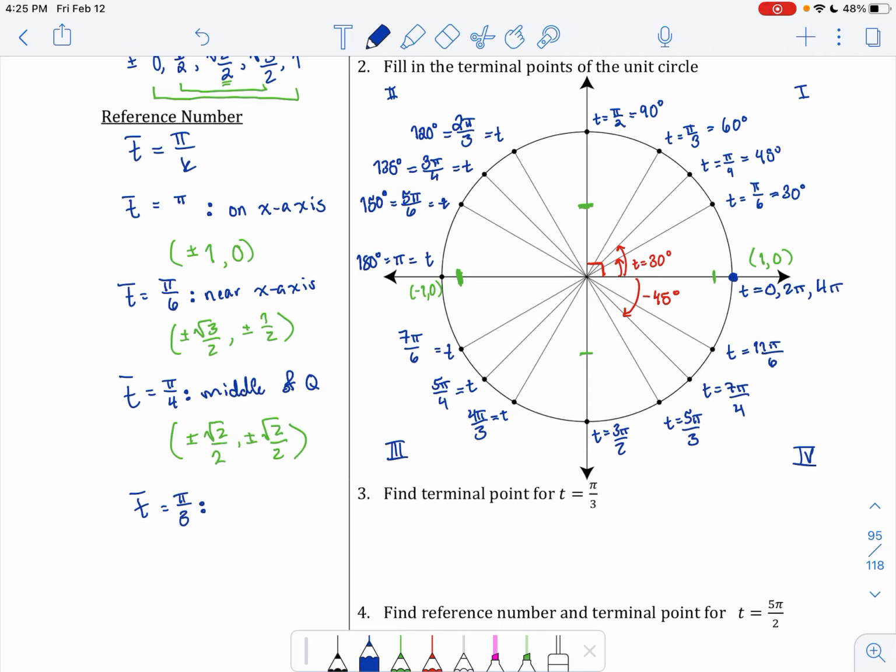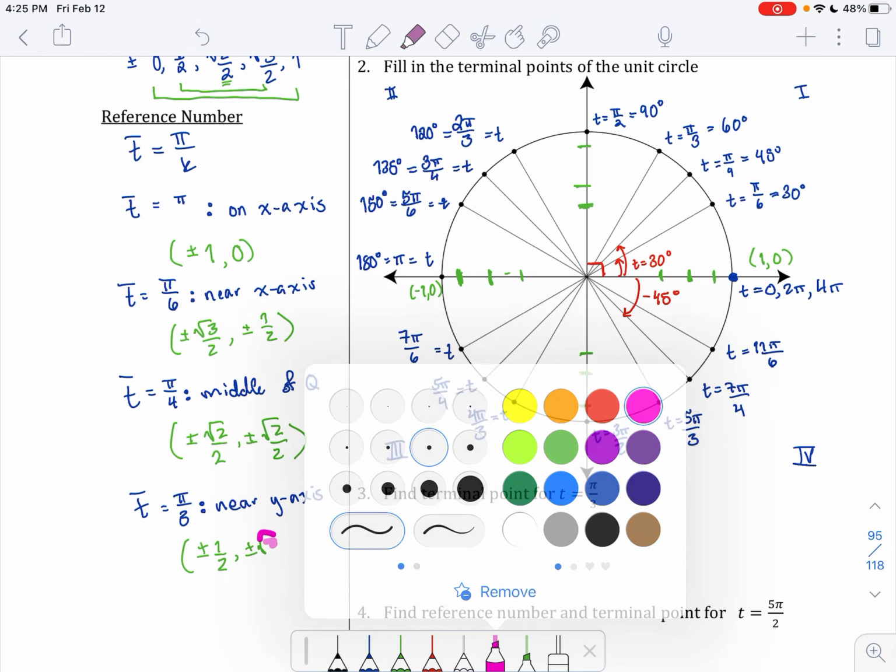Reference number pi over 3, that's going to be near the y-axis. So what that means in this case, if you've got your pi over 4, you've got your equal root 2 over 2. Near the y-axis, you've got your next set of values, which is plus or minus 1/2 for the x value, plus or minus root 3 over 2 for the y value.